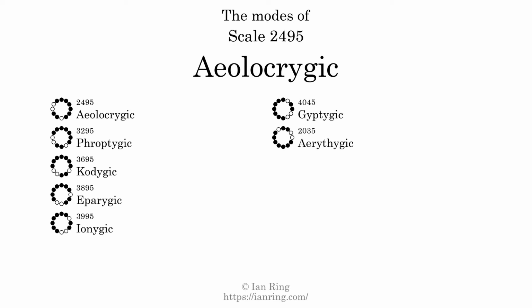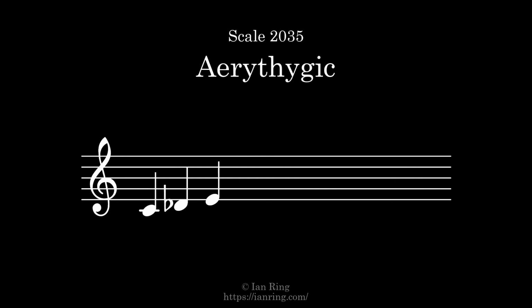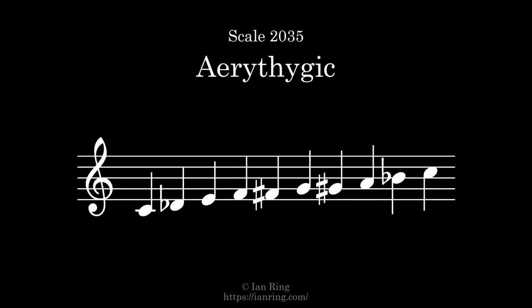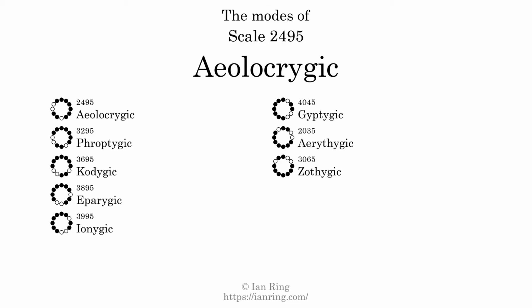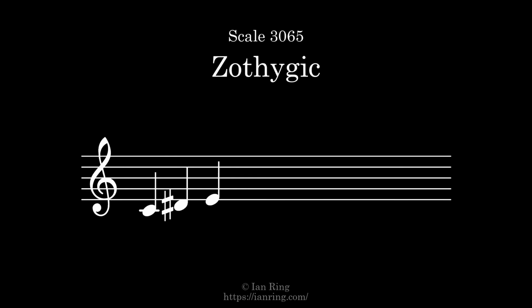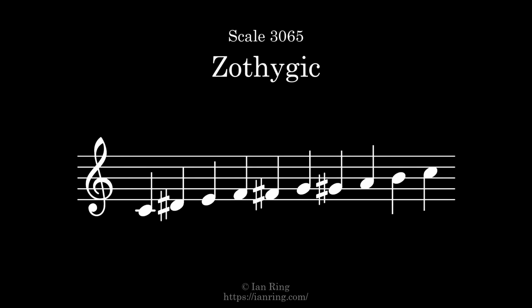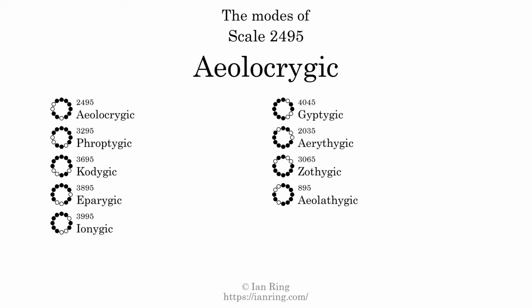The seventh mode is scale 2035, also known as Aerophagic. It sounds like this. The eighth mode is scale 3065, also known as Xethergic. It sounds like this. The ninth and last mode is scale 895, also known as Aeolocrygic. It sounds like this.